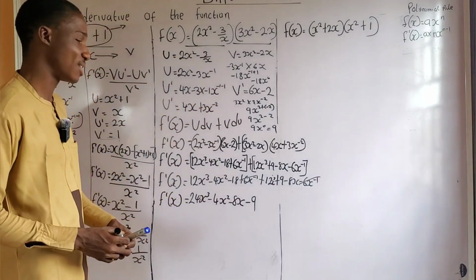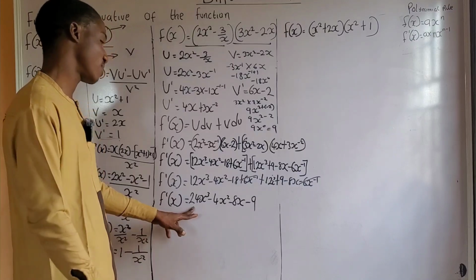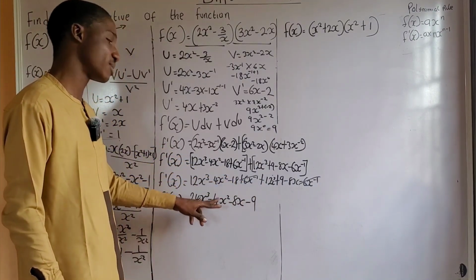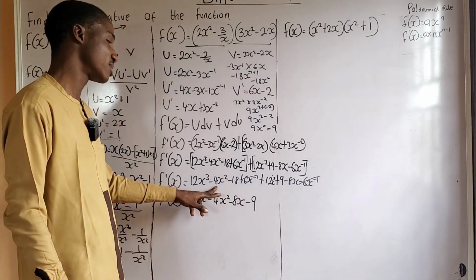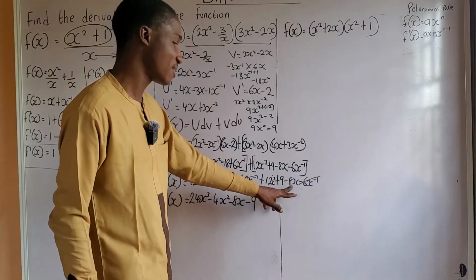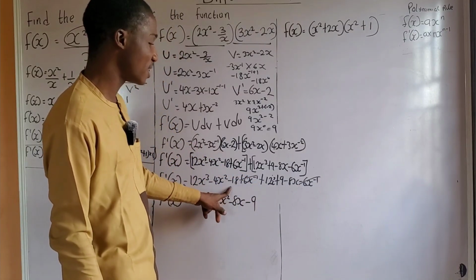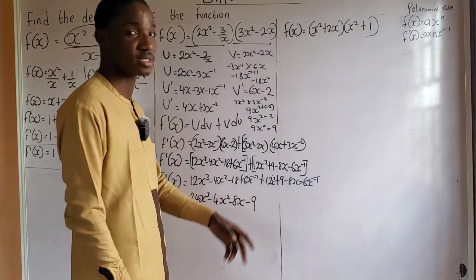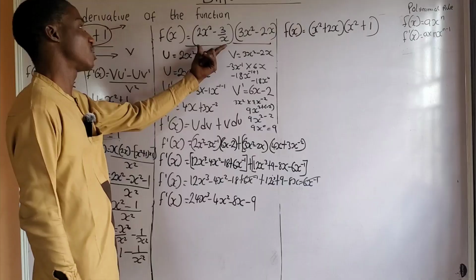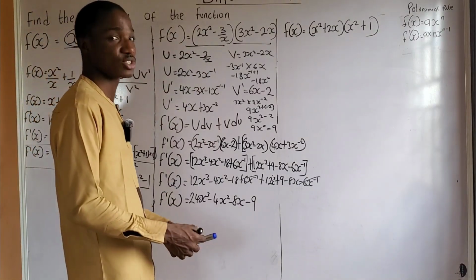Do you understand what I did? I just collected like terms, okay? If you had this and this together, you're going to have 24x to the power of 3, okay? Now, there is no power of x to the power of 2, so I brought negative 4x squared down to this place. Then I checked. I still have negative 8x, so I brought it to this place. Then negative 18 plus 9 will give us negative 9. Do you understand? So the derivative of the function f of x is this. If you have any question, let me know in the comment section, okay?